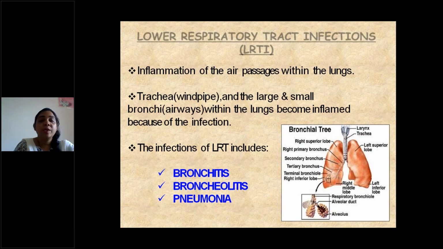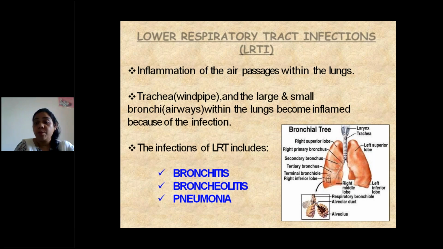Next, we are going to learn about lower respiratory tract infection. Lower respiratory tract infection usually leads to inflammation of the air passages within the lungs, trachea, and the large and small bronchi within the lungs. Okay, can you see the diagram? Part of the lower respiratory tract infection.